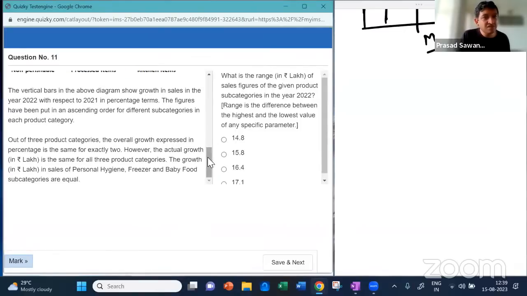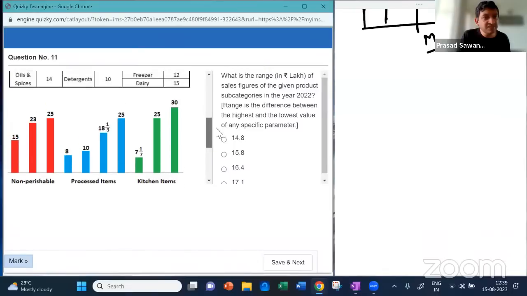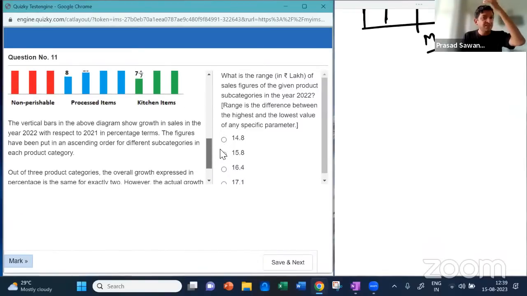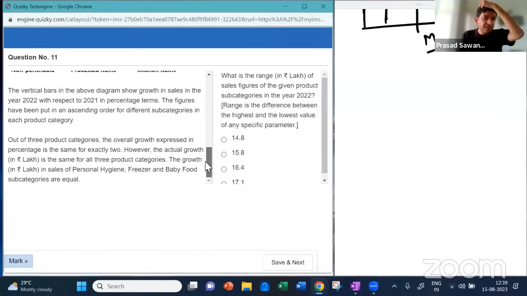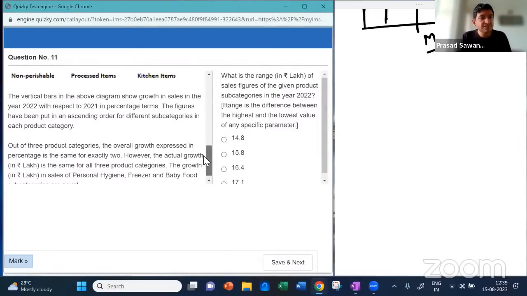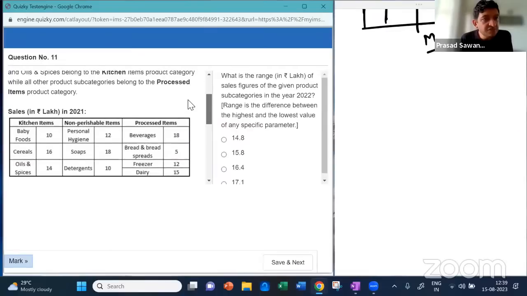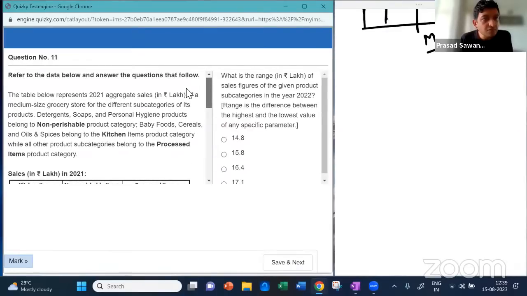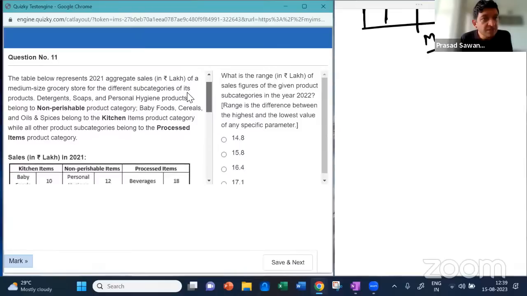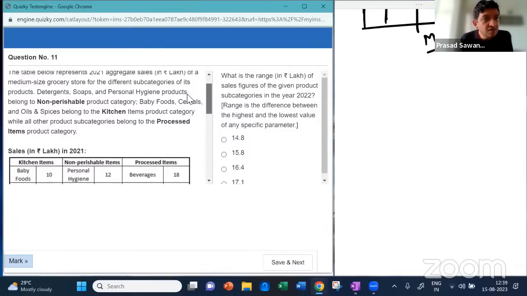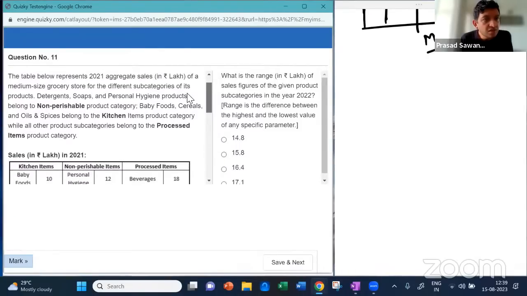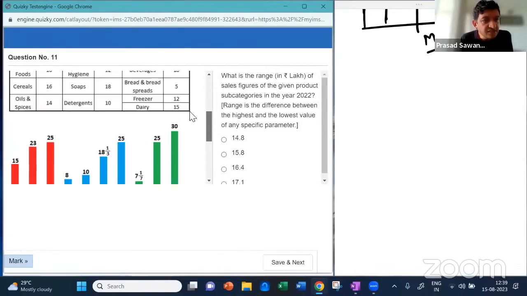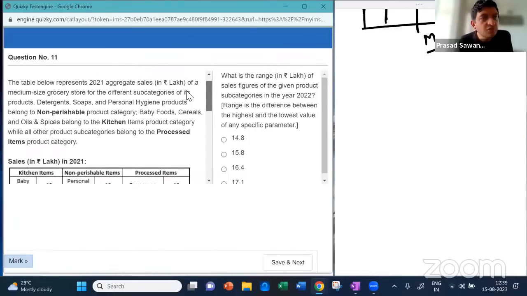Ascending order for different subcategories in each. Achha, ascending order of percentage change. Okay. Out of the 3 product categories, overall growth expressed in percentage is the same for exactly 2 categories. Categories which one? Subcategories hai na ye? What are categories? Achha, okay, understood.